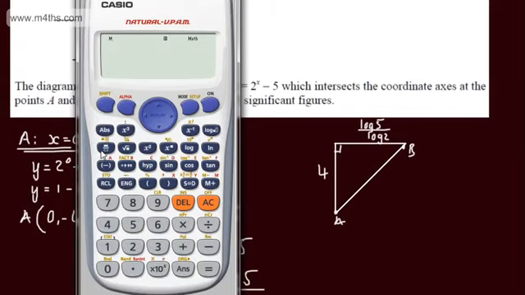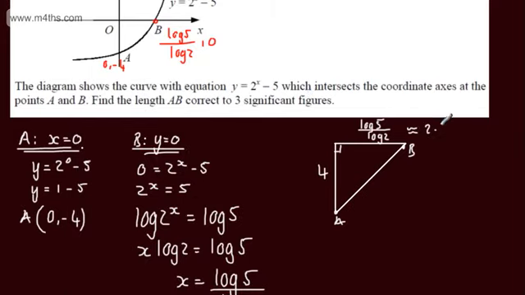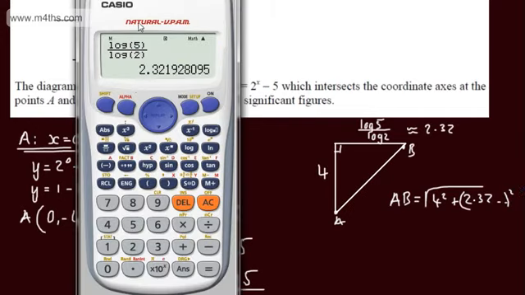So in the calculator, and we can use any base, I've just used base 10, we've got log 5 over log 2, and that gives us 2.32. So we can say that that's approximately equal to 2.32. We can say that AB will be equal to the square root of 4 squared plus 2.32 squared. And that's all we're going to do in the calculator. So let's go ahead and do that. So I'm going to square this quantity, add it to 16, and then square root the answer. So we're going to have this now.